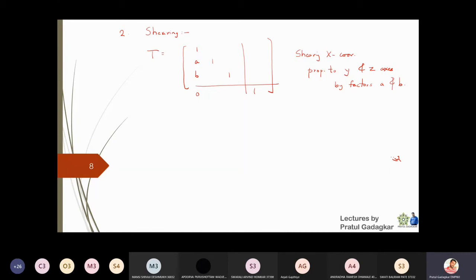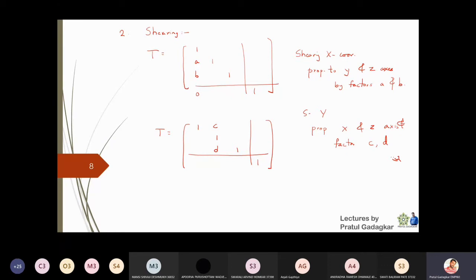Similarly, if I want shearing along the y coordinate, proportionate to the x and z axes and by factors, say c and d, what shearing matrix should I write? The matrix I should write will have 1 in the x coordinate. In the x axis I want shearing by c, in the z axis I want shearing by factor d, and everything else is going to be 1, and all other entries which are not written are to be treated as 0. So this is called the shearing matrix.